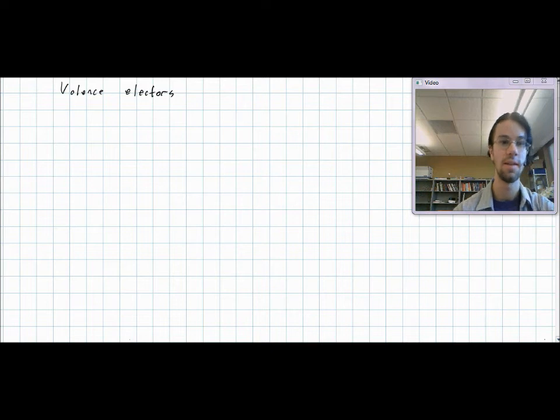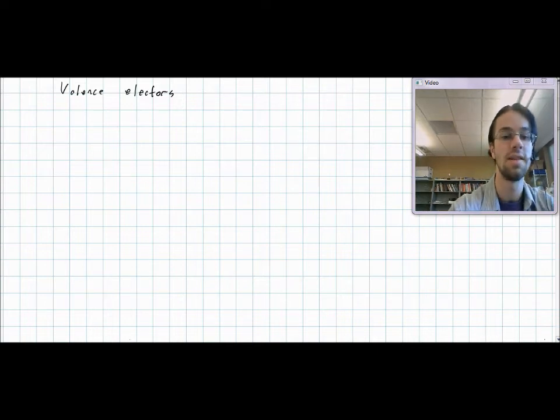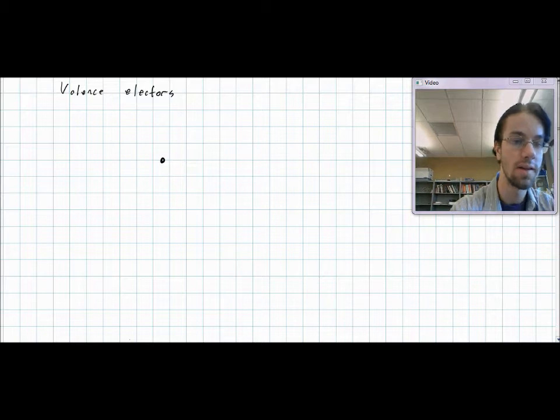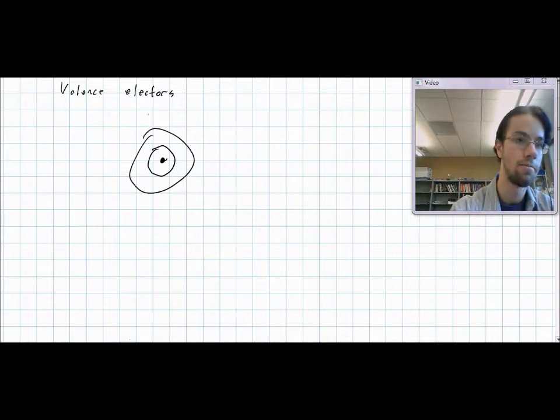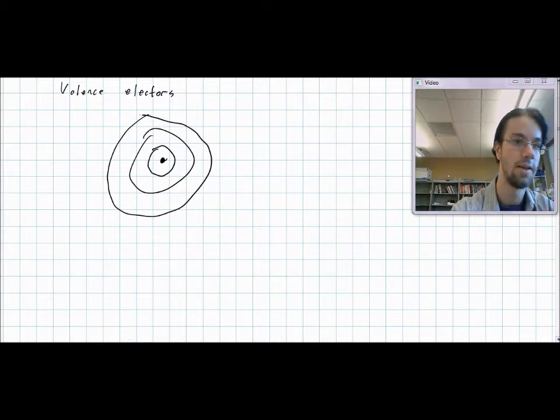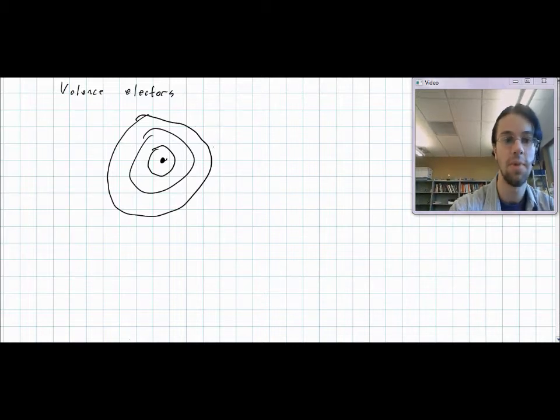So, valence electrons. Now, valence electrons is the outermost electron shell of the atom. So, let's say if you have your nucleus right in the center, then you have an electron ring, and then you have this outermost ring. Now, this ring, let's say, is incomplete. It has missing electrons. So then, those electrons that it has present are the valence electrons.